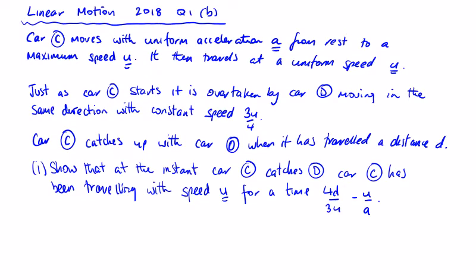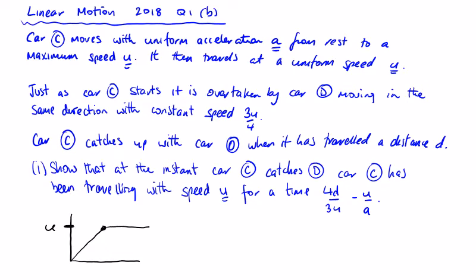Linear motion 2018, question 1b. Car C moves with uniform acceleration A from rest to a maximum speed of u. Let's do a little graph for that. From rest to a max speed of u, it looks like this. It then travels at a uniform speed u.